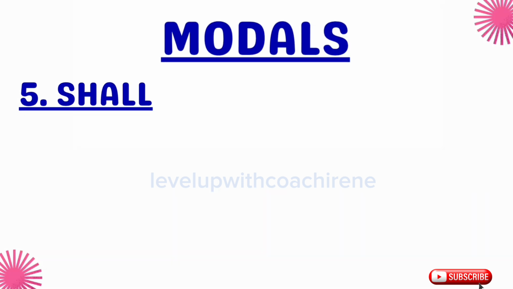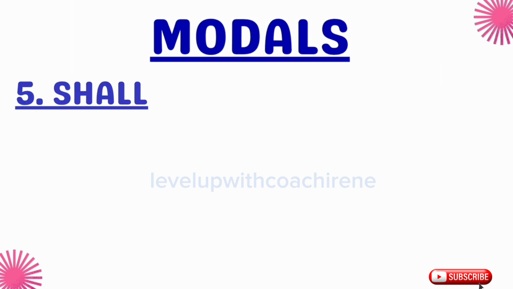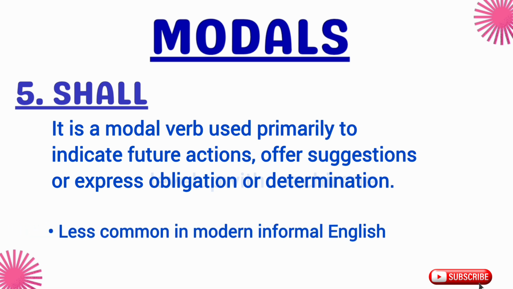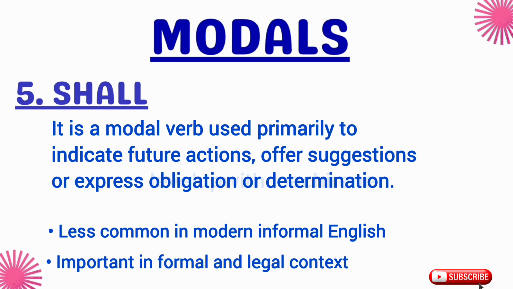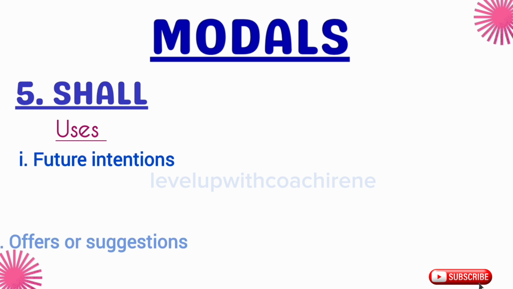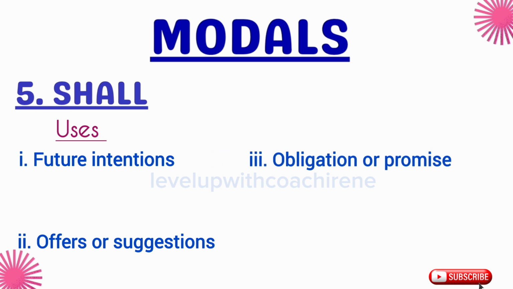Number 5, shall. Shall is a modal verb used primarily to indicate future actions, offer suggestions, or express obligation or determination. It is less common in modern informal English, but remains important in formal and legal contexts. Let's look at the uses of shall. Shall is used for future intentions. It is also used for offers or suggestions, for obligation or promise, and to show determination.